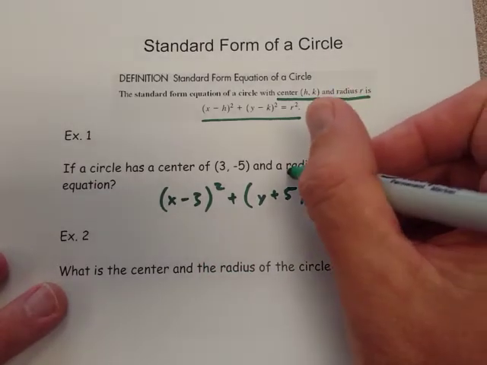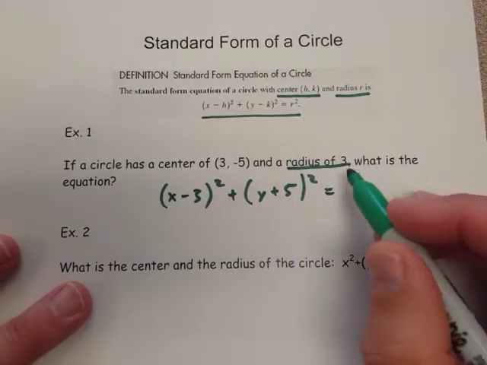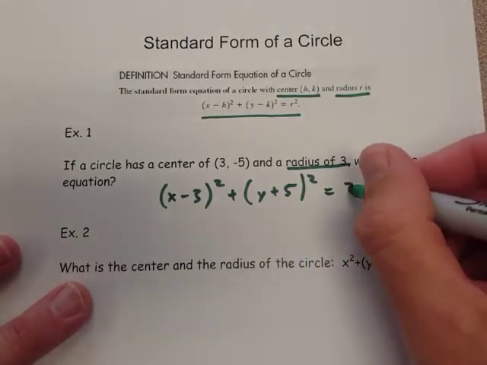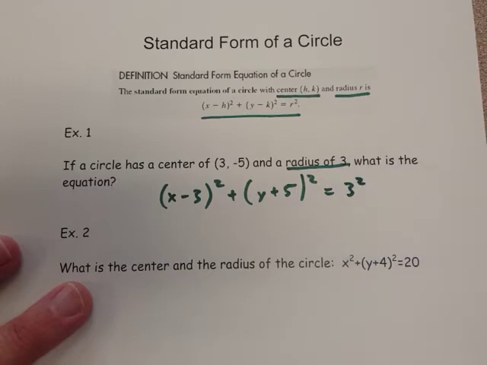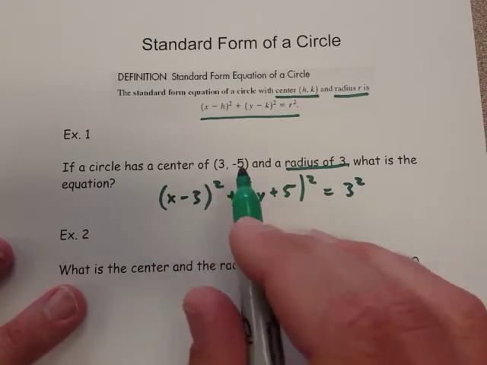Now the other thing that we've got in this one is a radius of 3. So you'll notice that it's r squared. Whatever that radius is, we square that. 3 squared is 9. And so here's your standard form of the equation for this circle.